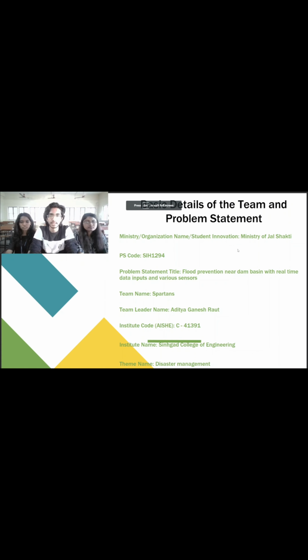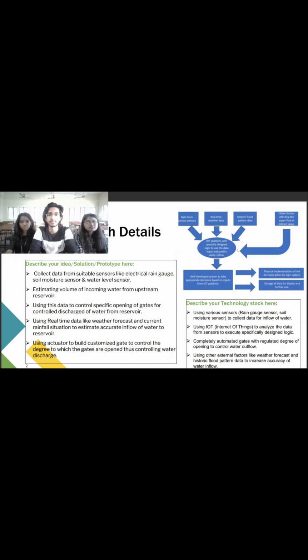Hello everyone, my name is Aditya and the ministry which we are working under is the Ministry of Jal Shakti. Our problem statement code is SIH 1294 and our problem statement title is Flood Prevention near Dam Basin with real-time data inputs and various sensors. Our team name is Spartans.